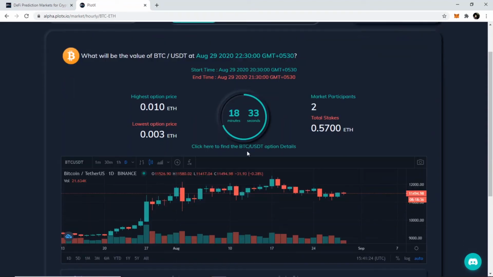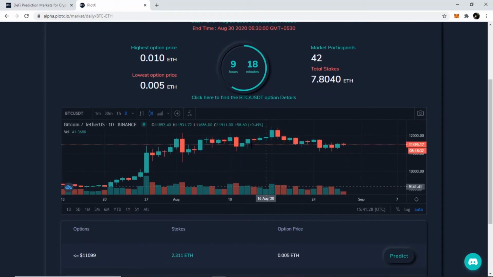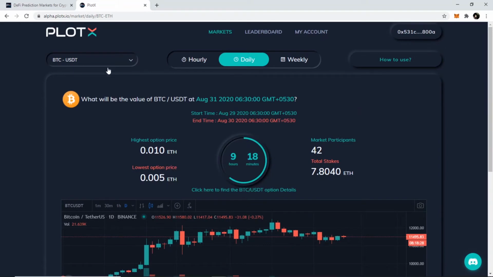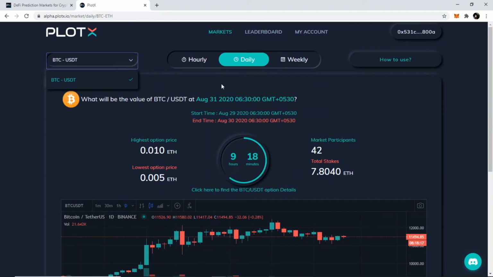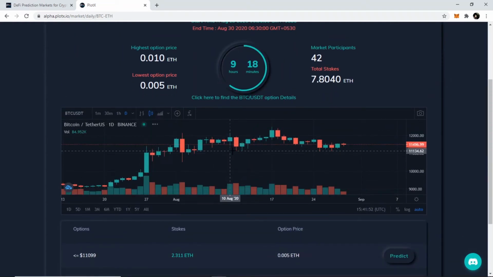Alright, so just below that we have, let's look at the daily market, the graph. Now this graph represents the value of this pair at any given moment. So right now we can see the value is hovering around $11,494. Now since I am in the daily market, it is, I guess, most useful for me to be seeing this graph in the time range of 1 day, which I already am.